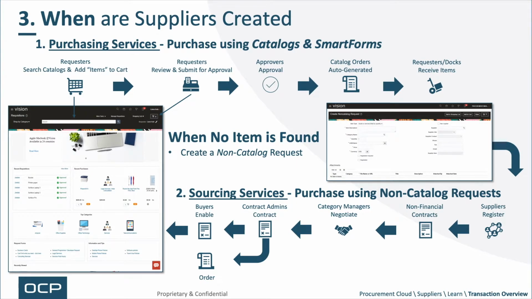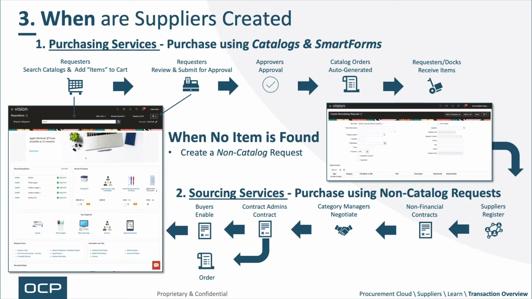And so here is our overarching Fusion Procurement Cloud flow. So within procurement, there's always two services, purchasing and sourcing. So on the top, you can see here our purchasing services where requesters, also called self-service, go find what they need, add it to their cart, submit their cart for approval, auto-generate orders, and receive at desk or dock. Great. Well, what happens if no item is found? Well, they create a non-catalog request.